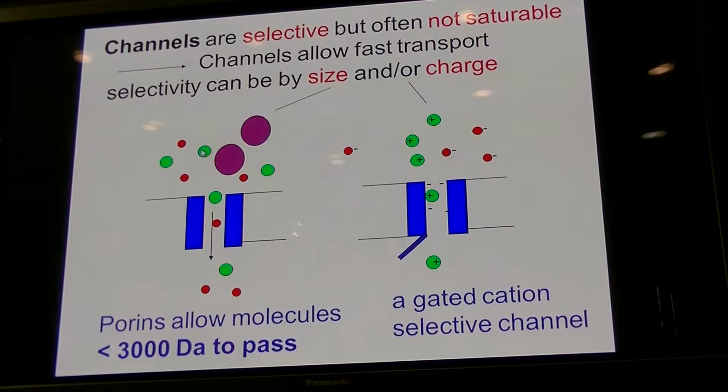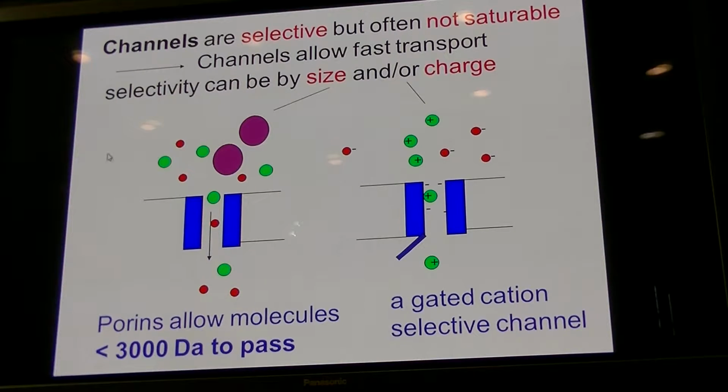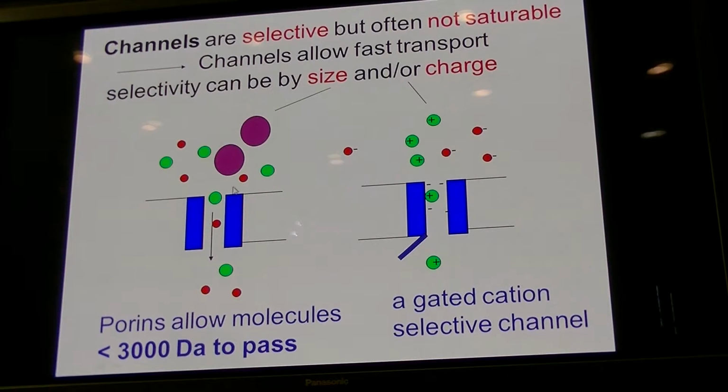But that still means that very small peptides can pass through, and that most amino acids pass, or all amino acids actually, nucleotides, so a lot of things pass through porins.